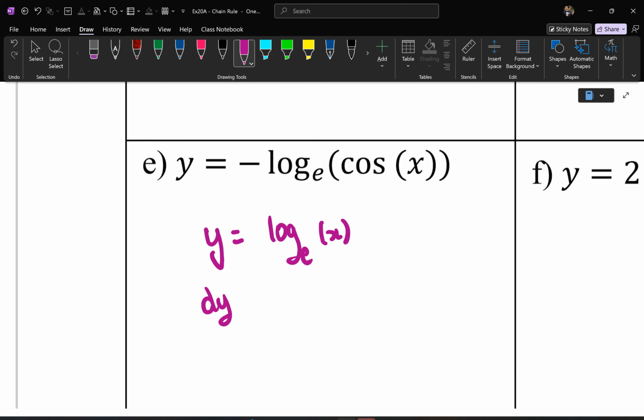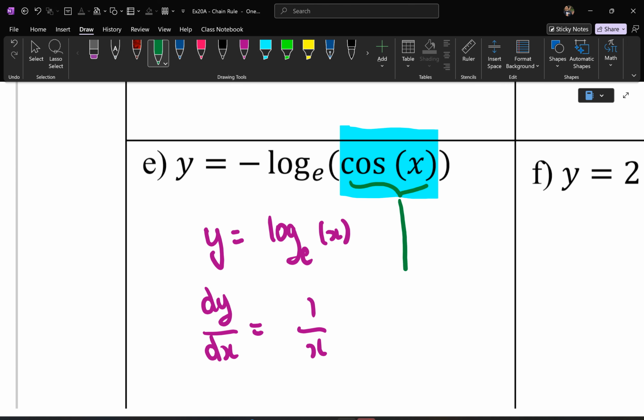What's the derivative based on the formulas I've given you? 1 over x. That would be the answer had this just been an x, but it's not an x. It's cos of x. So you replace it. That's what chain rule is. Chain rule is just saying, let's replace it. Replace cos of x.